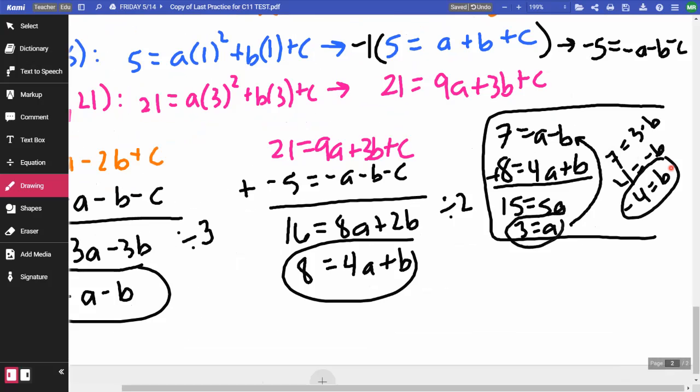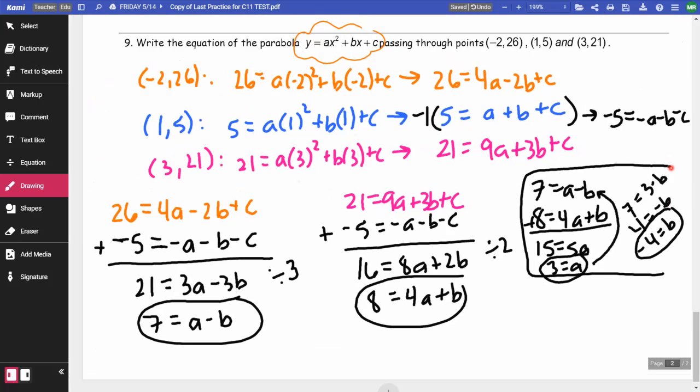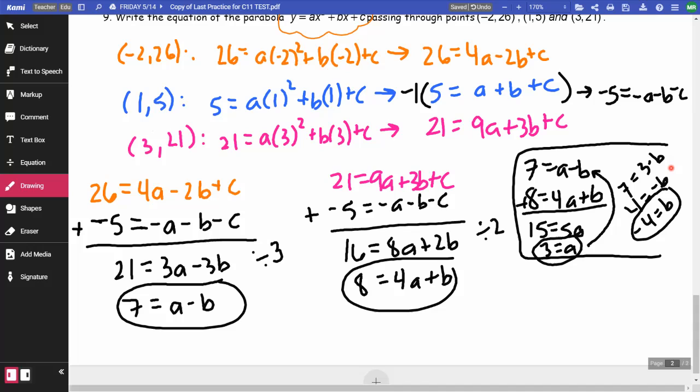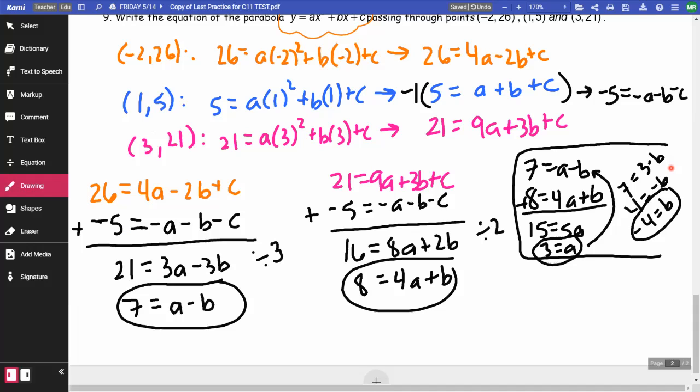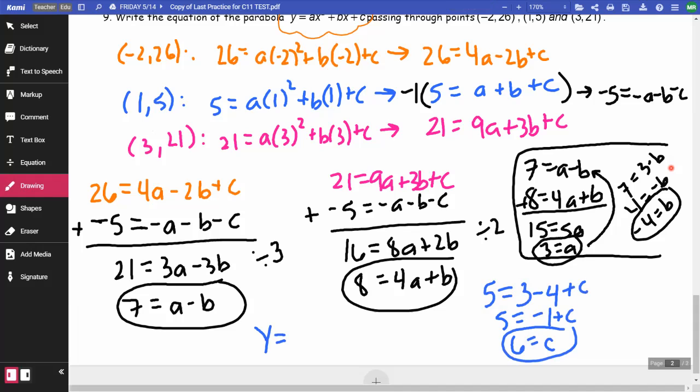That's my a. So I'm going to come back to my original equations, and I think I'm going to put it into my blue one. So I'm going to have 5 is equal to a, which is 3, b, which is -4, plus c. So 5 is equal to -1 plus c. So c is going to be 6. And so remember, the equation is going to be y equal 3x squared minus 4x plus 6.